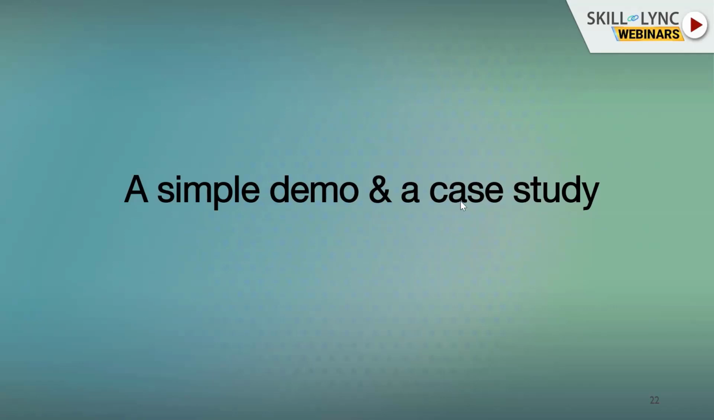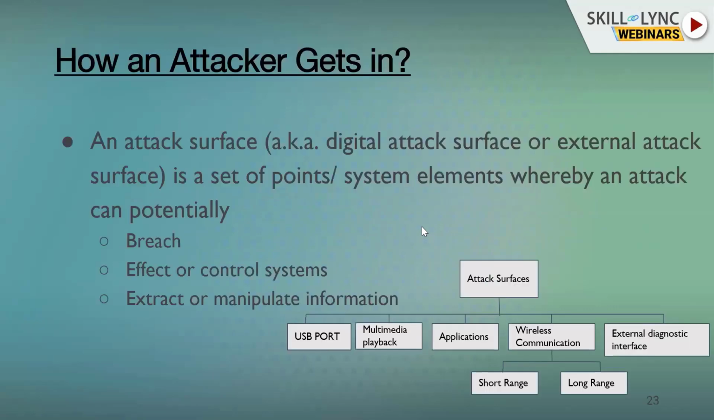Before going into the case study, there are some terms and abbreviations that we need to understand. So I will go through those points just for your better understanding of what we are talking about. So the question comes here: how do attackers get in? If I have an ECU, then how could an attacker get to it? The first thing that I need to identify is the attack surface.